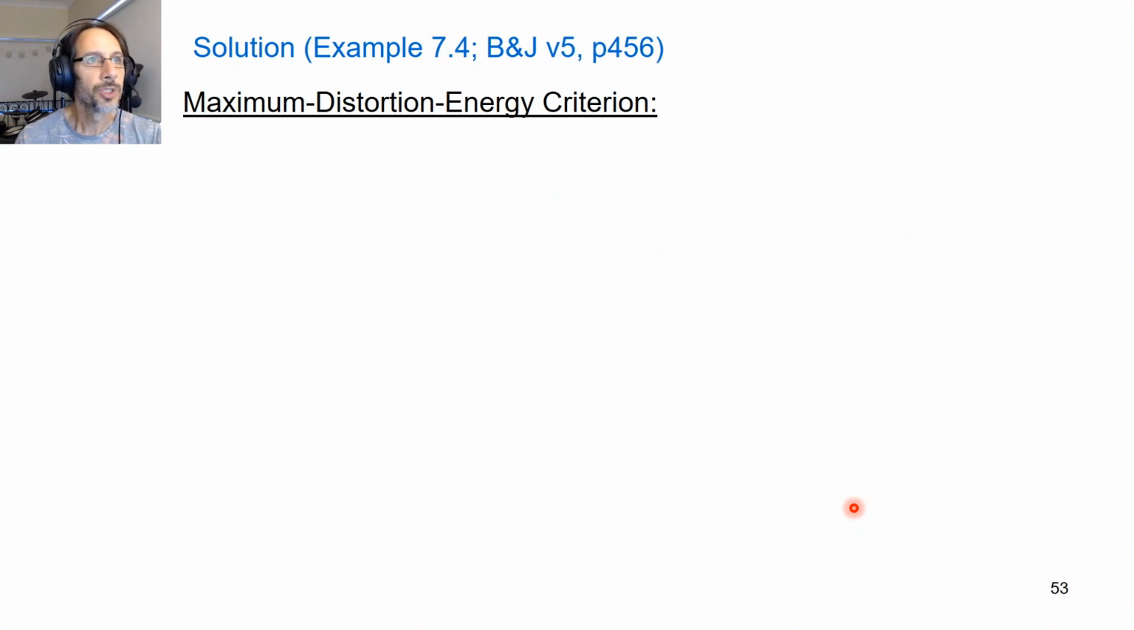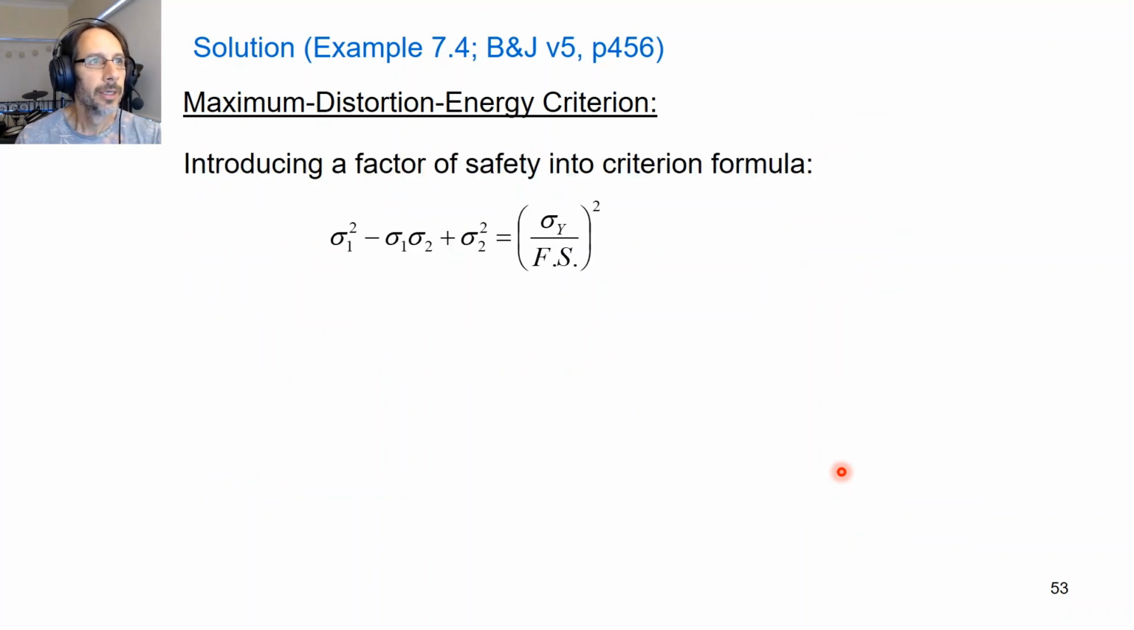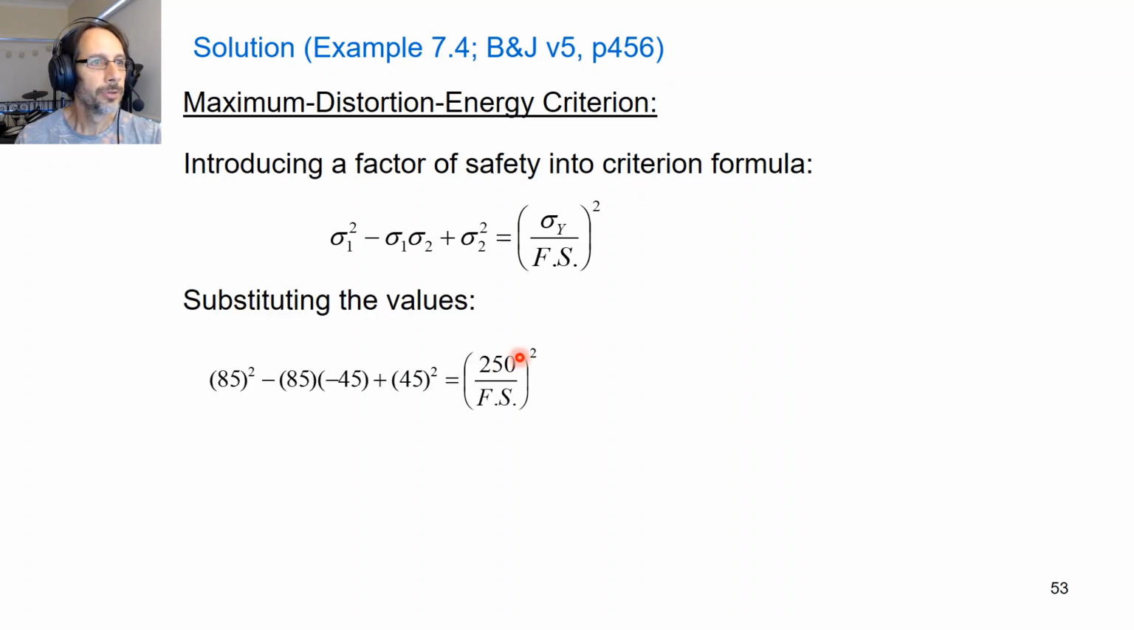Using the maximum distortion energy criteria, here JC has just included the factor of safety into the criteria formula. So if we input those values and we solve for the factor of safety, we get a factor of safety of 2.19. Okay.